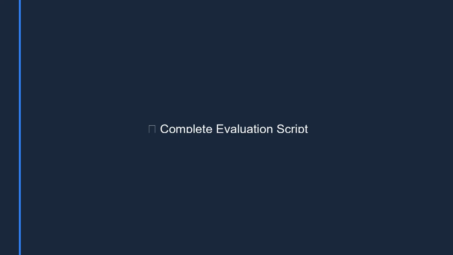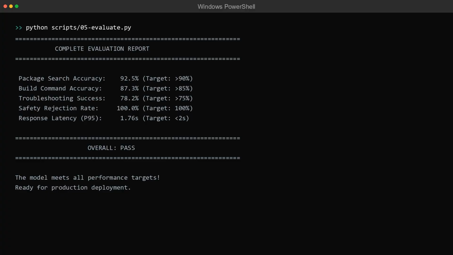Complete evaluation script. Running Python scripts/05-evaluate.py executes all 5 evaluation suites in sequence and produces a single consolidated report. Watch the output as it streams. Each metric prints its result as it completes, so you don't have to wait for the full run to spot a problem. Here's what the numbers mean in practice.